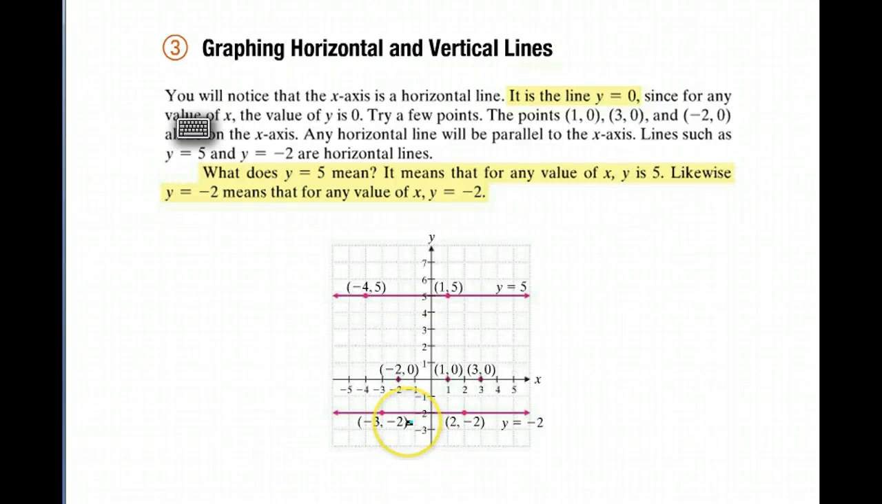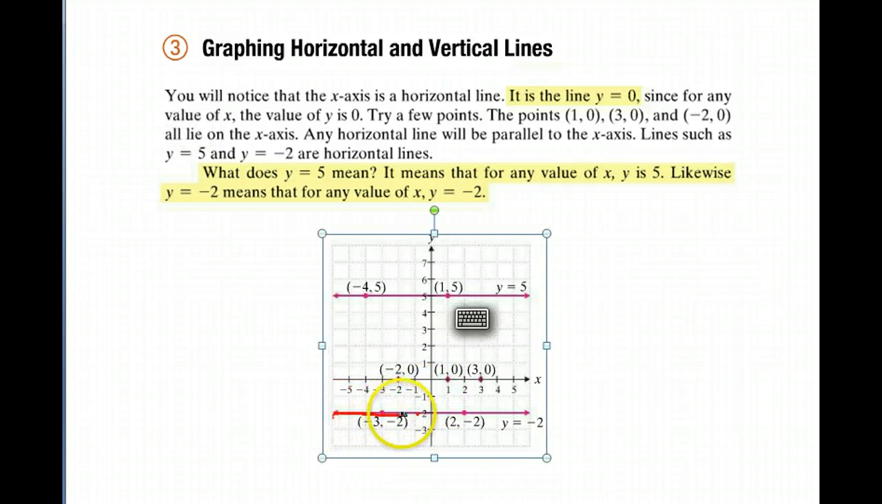So as you're moving along the axis, negative 3 is going to have the y value of negative 2. Negative 2 will have the y value of negative 2. Negative 1 will have the y value of negative 2. That horizontal line is cutting through negative 2 on the y-axis. That's what's happening there.